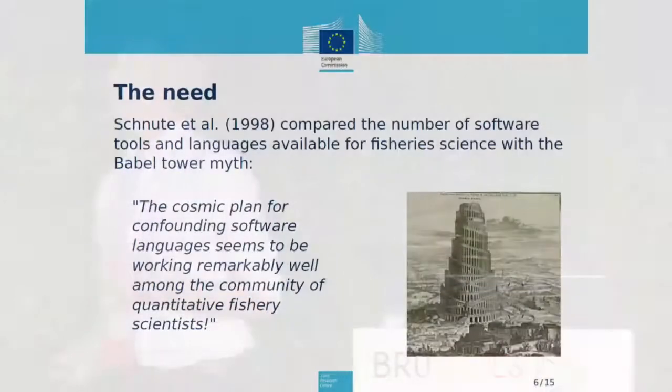If we take a little step to the side, back in 1998, there's a fisheries scientist called John Schnute. And he compared the number of software tools and languages available for fishery science with the myth of the Tower of Babel. And the conclusion he came up with was the cosmic plan for confounding software languages seems to be working remarkably well among the community of quantitative fishery scientists. So his thinking was that actually across all the different research institutes around the world, fishery scientists were performing the same sort of work. So there was an awful lot of reproduction of effort going on there.